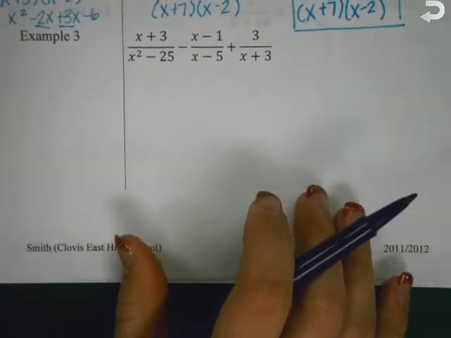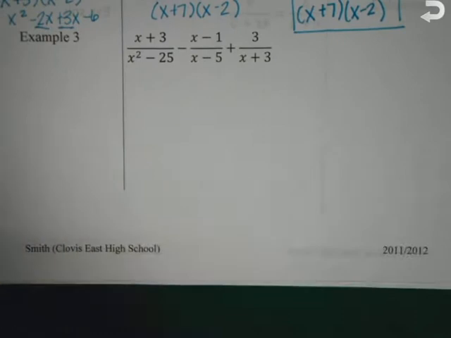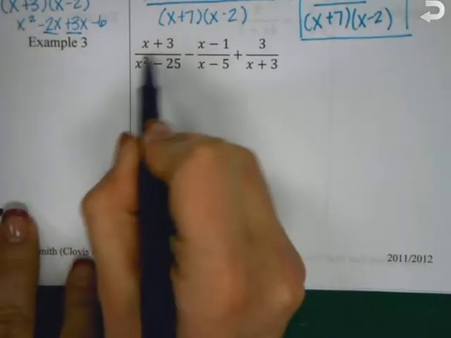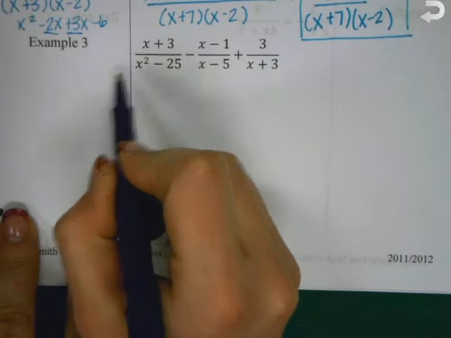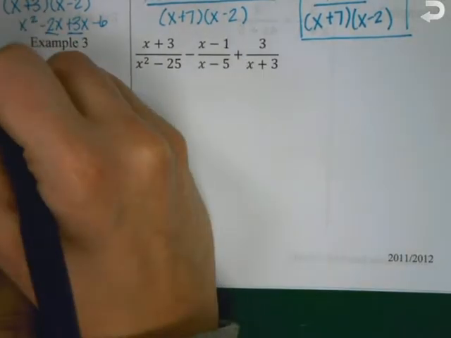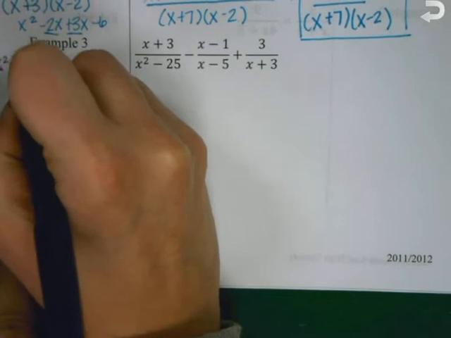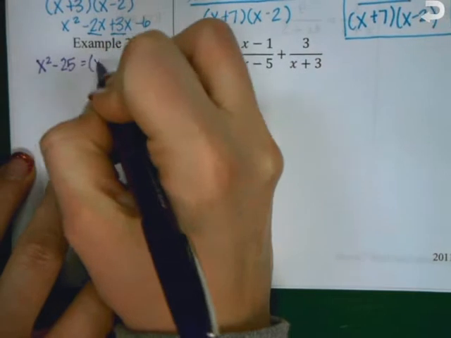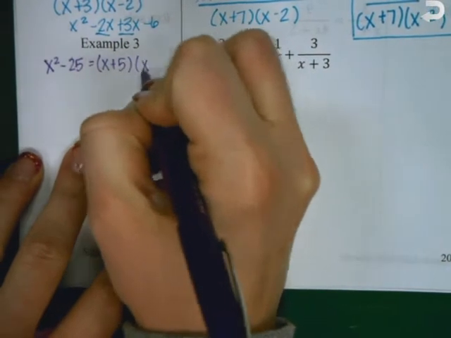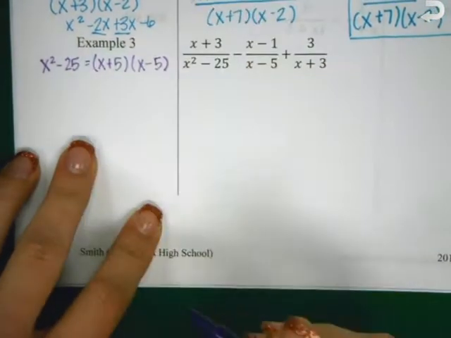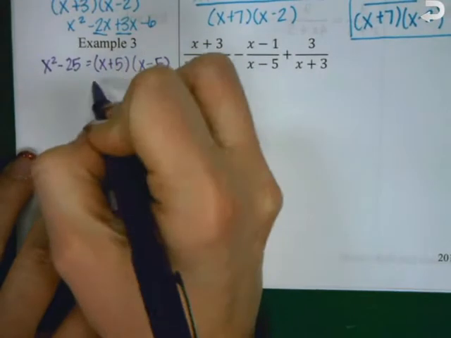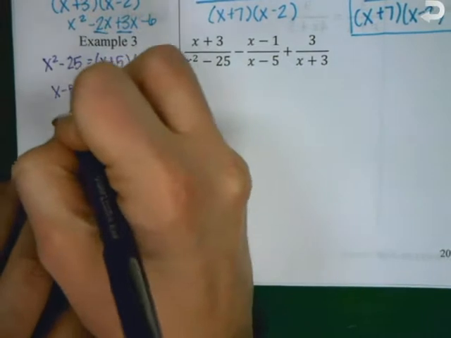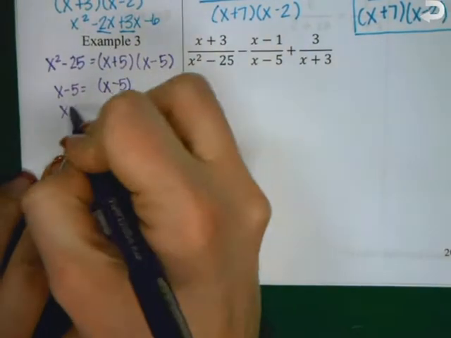Okay, so first, before we can find the common denominator, we want to factor this just to make sure that we know what all the factors are. So we have x² - 25. How does that factor? Difference of 2 squares. So (x + 5)(x - 5). We also have an x - 5. And x + 3 equals x + 3.